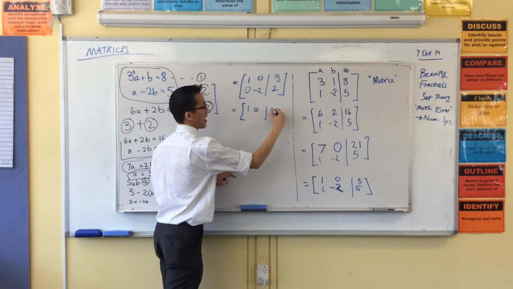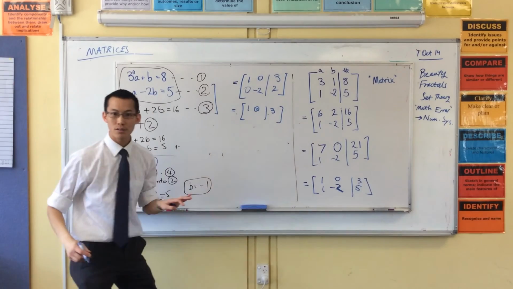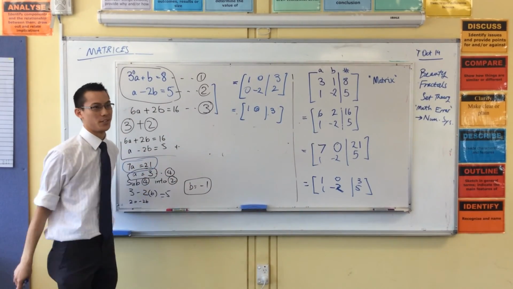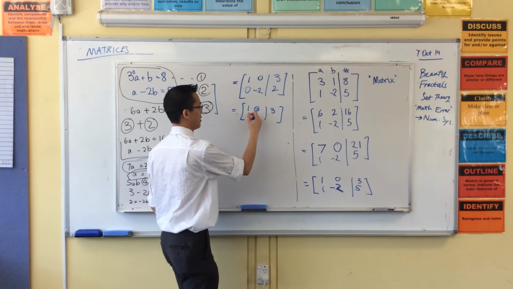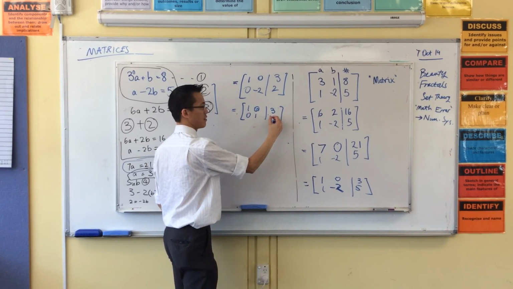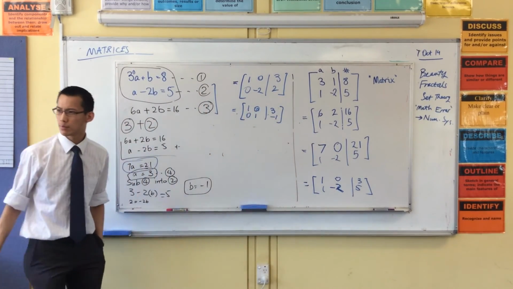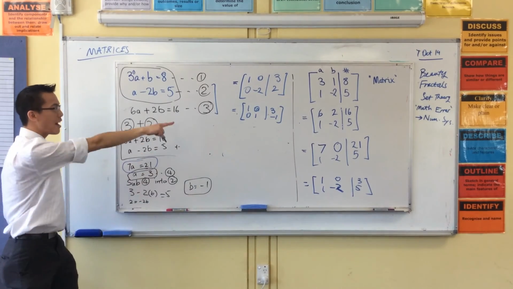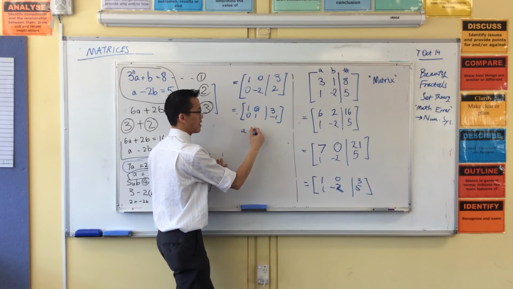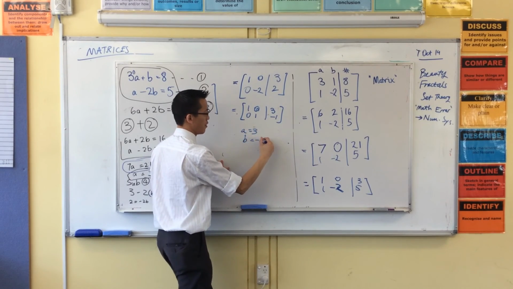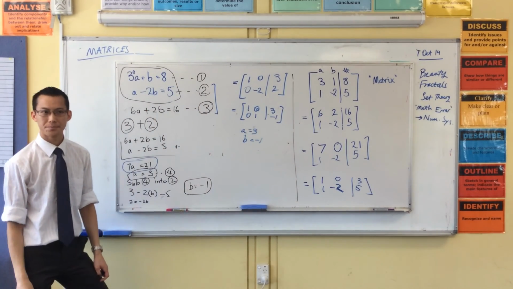So I've got my A in the first row. What do I do to the second row to solve it? I divide by negative 2. 0, 1, negative 1. Can you see it now? So now I look at this and I'm finished. I can say, all right, from the first row, A equals 3. And from the second row, B is negative 1.